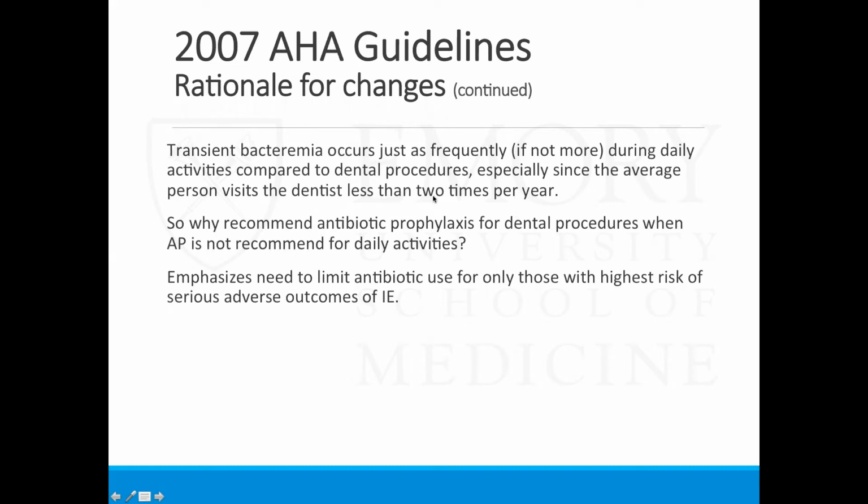So just going more in depth into these rationales. The idea behind reducing these recommendations was, if we're not going to give antibiotic prophylaxis for people with all these daily activities that expose them to transient bacteremia and potentially infective endocarditis, why do we have so many people caught up in these groups where we're actually prescribing antibiotic prophylaxis for these procedures? So that was the main rationale, trying to cut back, and it really emphasized the need to limit antibiotic use for only those with the highest risk of serious adverse outcomes from infective endocarditis, to try to cut back on the use of antibiotics.